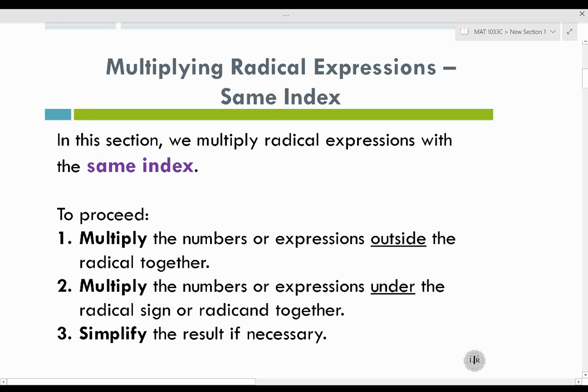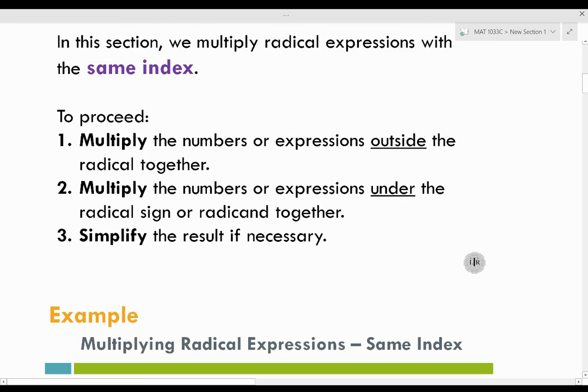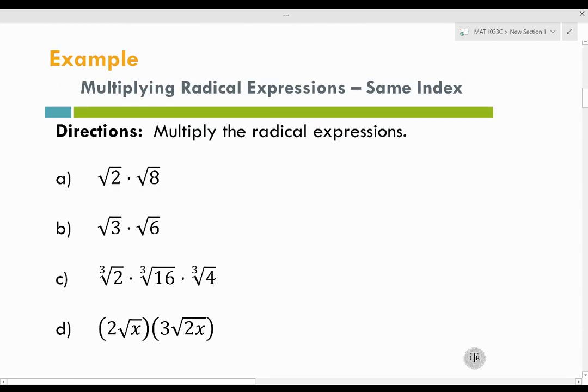The steps are going to be like this. Step 1, you're going to multiply the numbers or expressions outside the radical together. Step 2, you're going to multiply the numbers or expressions under the radical sign, or radicand, together. And then you're going to simplify. So easy and short: multiply the outsides together, multiply the insides, simplify if necessary. All right, so let's look at a couple of examples.